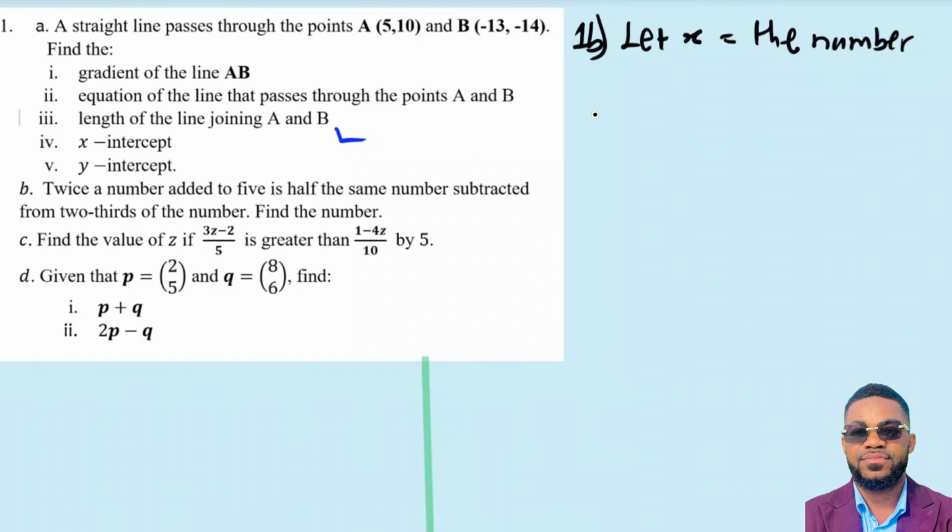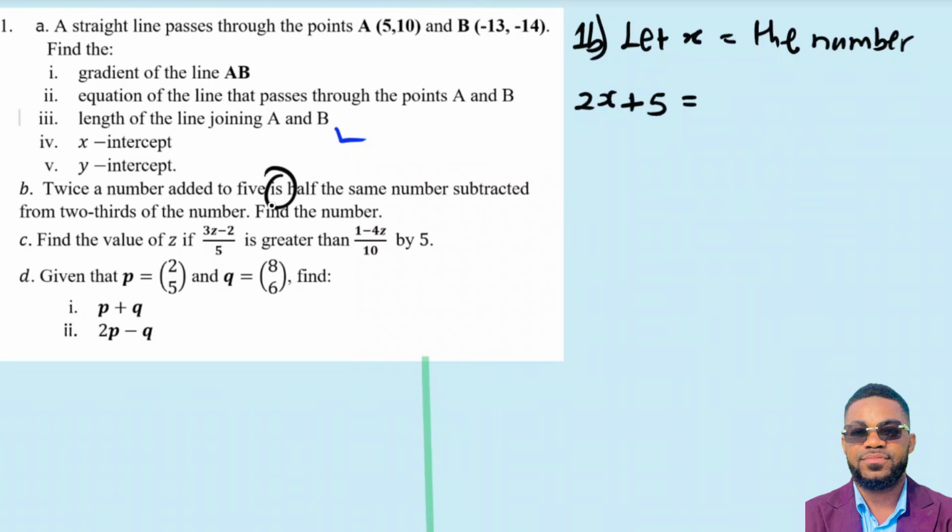Now that we know this, let's go back to the question. Twice a number. Now we know that the number is x. Twice means 2 times the number, so that's going to be 2x. Now added to 5 means plus 5. Is: the word is here is a keyword that you're supposed to know. It's a connector. So twice a number added to 5 is half. The is here means equal to half the number subtracted from 2/3 of the number.